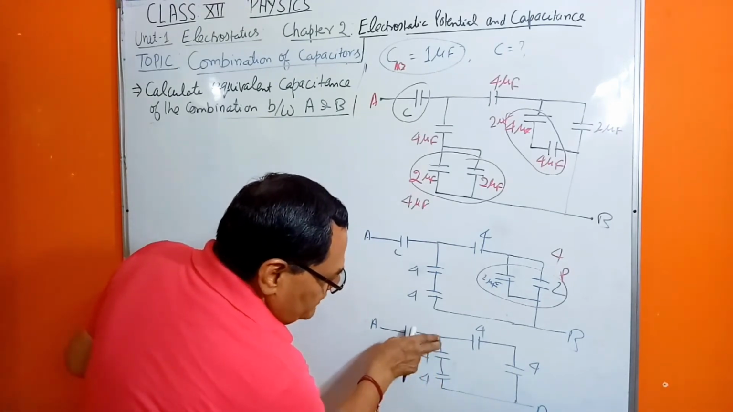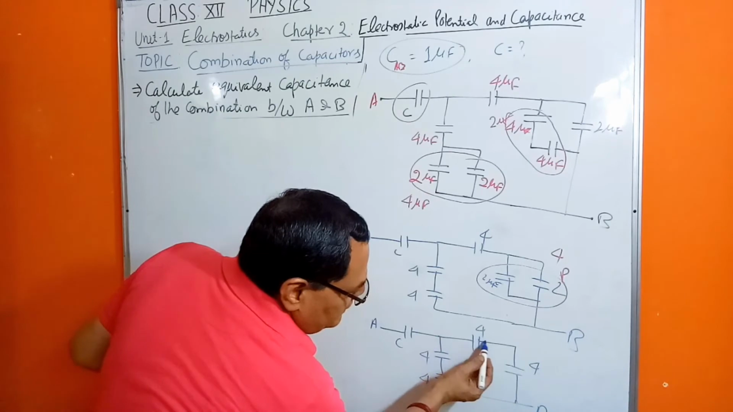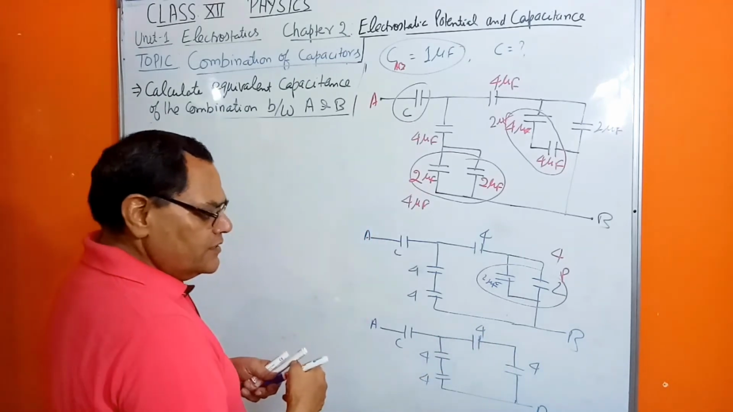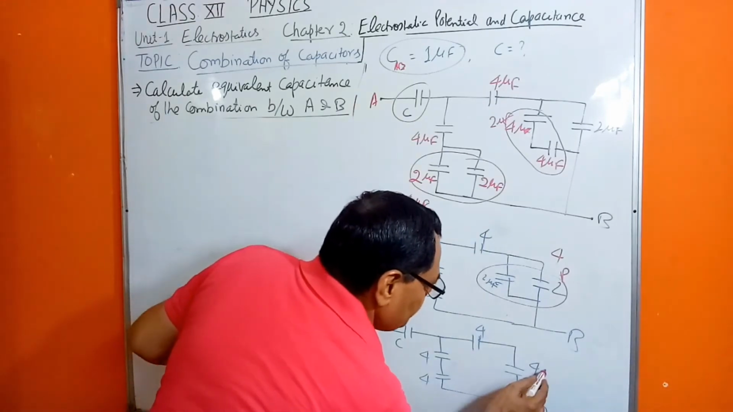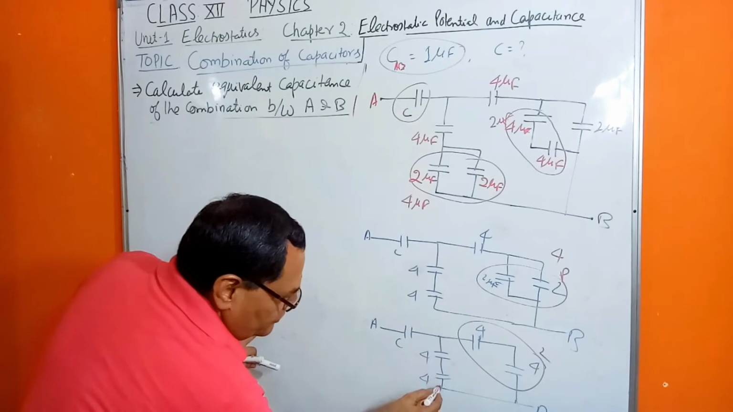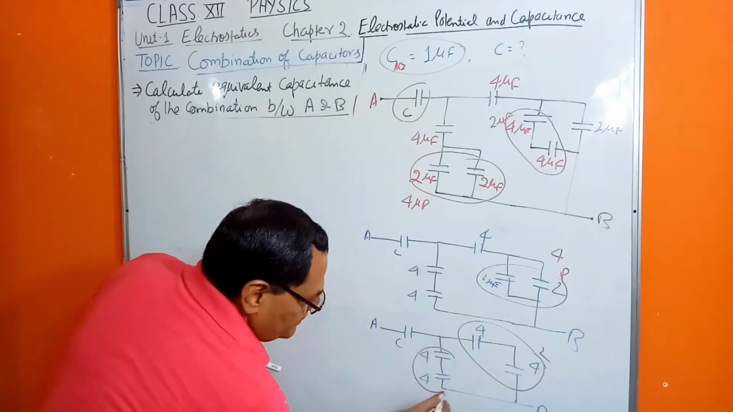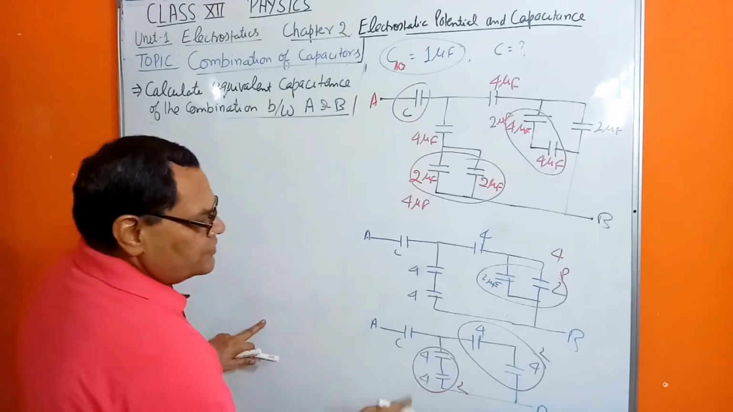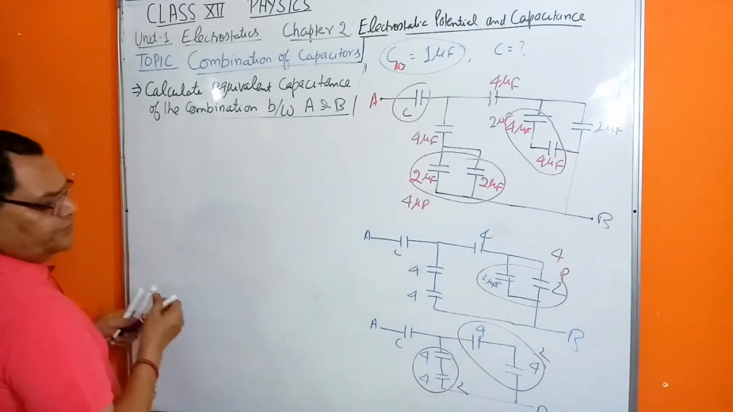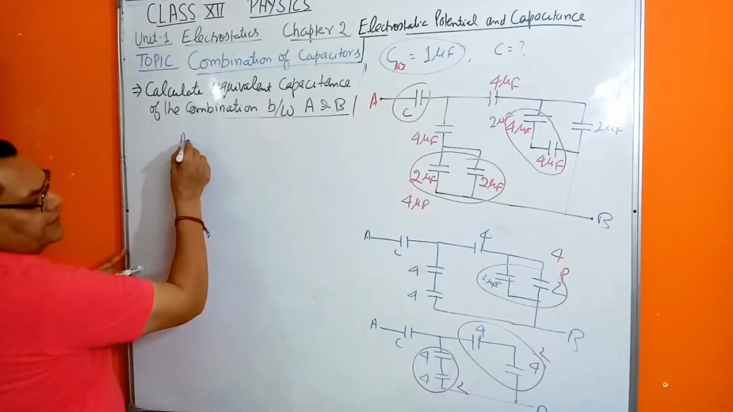When you move after this point, you move this way, these two are in continuity. So what do you say, sir? Series. Yes, so in series it becomes 2 actually. And when you move this side, these two are also in continuation, so they become series, that is 2. So let us redraw it finally. Yes, so the final position will be like this.